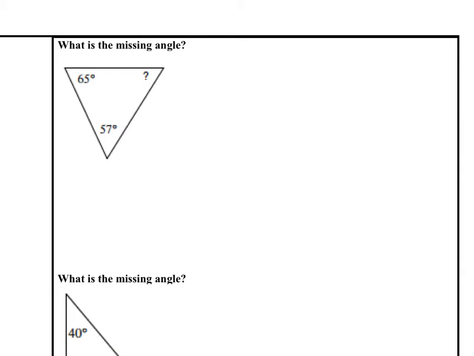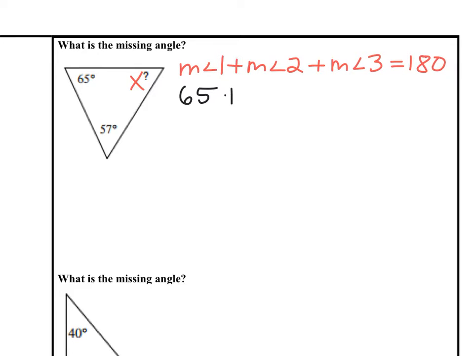So it's asking me what is a missing angle. I'm going to label that missing angle X. And then I'm going to write down that I know that measure of angle 1 plus the measure of angle 2 plus the measure of angle 3 is 180. The 3 interior angles of a triangle sum to 180 degrees. Now we're just going to replace these. It doesn't matter which one's angle 1, 2, and 3. Whatever you like best, put it first. This is going to be 65 plus 57 plus X is 180.